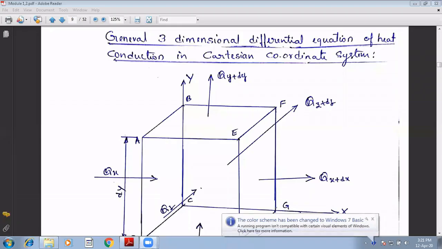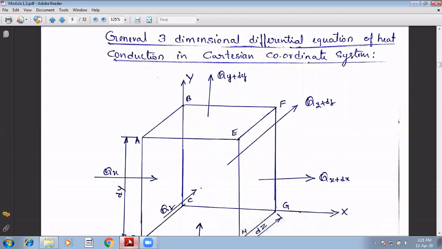In the last class, we discussed some problems wherein we have seen all three modes of heat transfer. In today's class, we will discuss a three-dimensional differential equation of heat conduction in Cartesian coordinates. This is very important from the point of view of your examination.